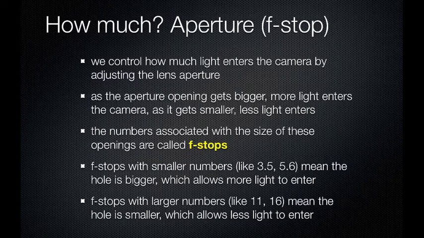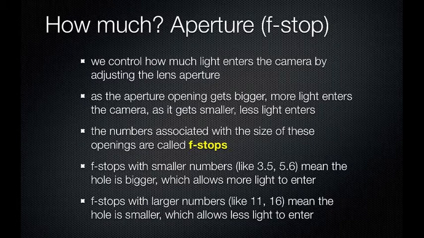And we control how much light enters the camera by adjusting the lens aperture. As the aperture opening gets bigger, more light enters the camera. As it gets smaller, less light enters. The numbers associated with the size of these openings are called f-stops. F-stops with smaller numbers like 3.5 or 5.6 on the lenses that you all are using mean the hole is bigger, which allows more light to enter.